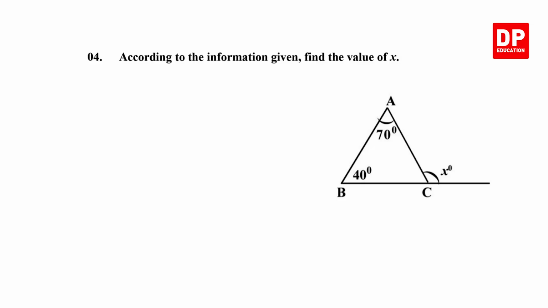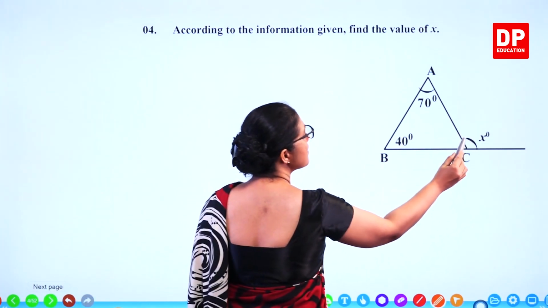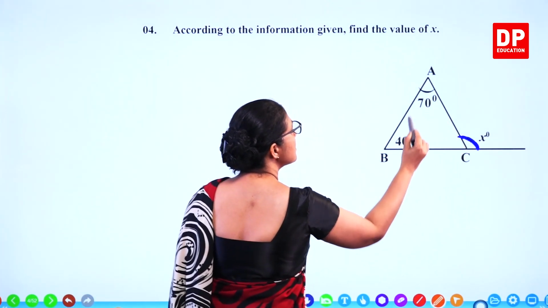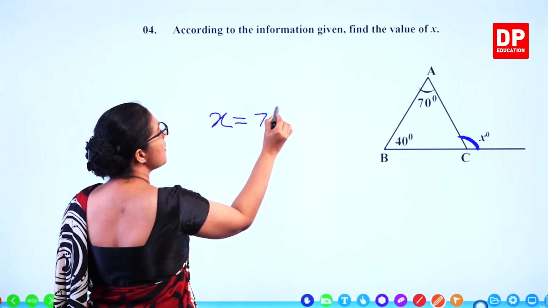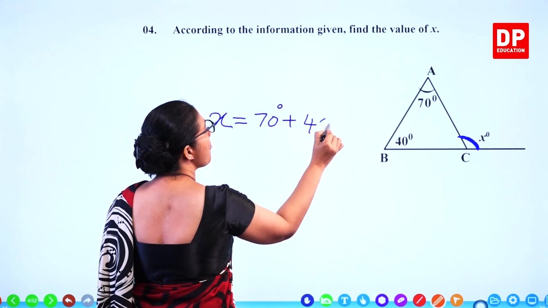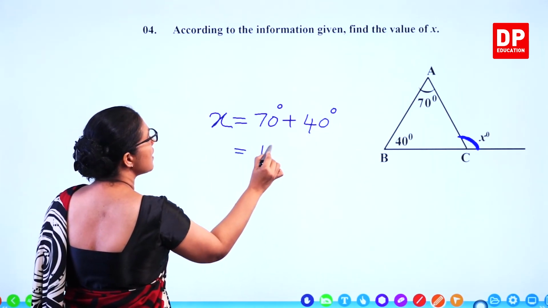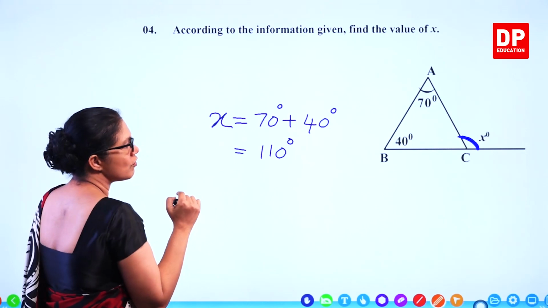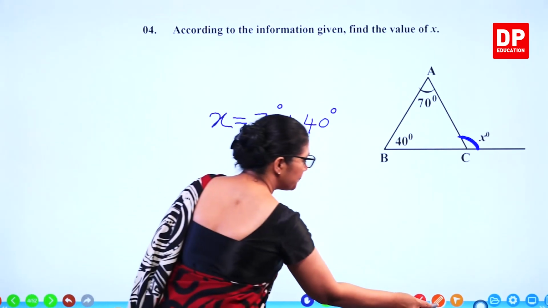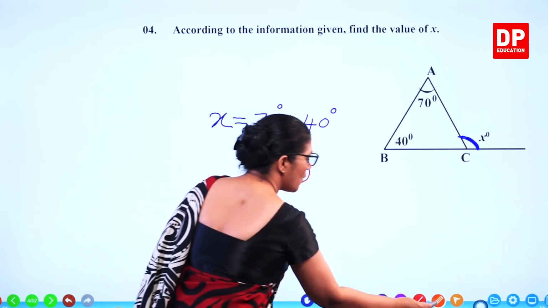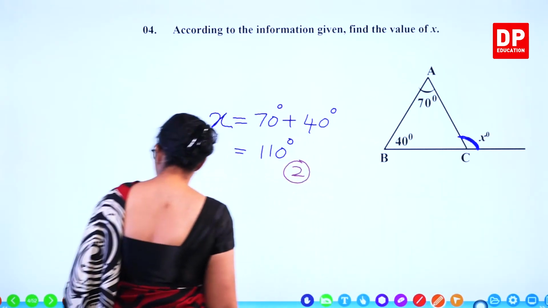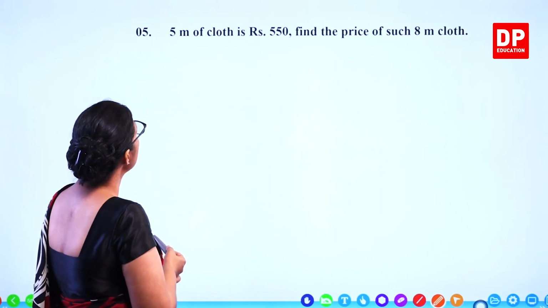Question number 4. According to the information given, find the value of x. This angle is the exterior angle. What's the sum of the interior angles? That's equal to x: 70 plus 40. 70 plus 40, you get 110. So that's the x value. 2 marks for that. You are getting 2 marks for each question in part A.